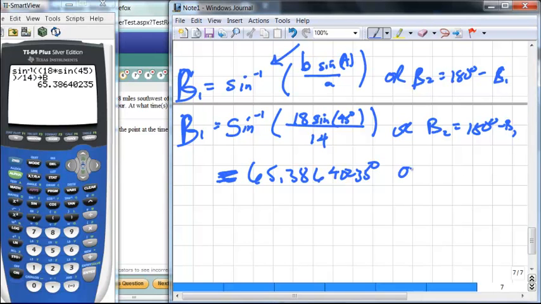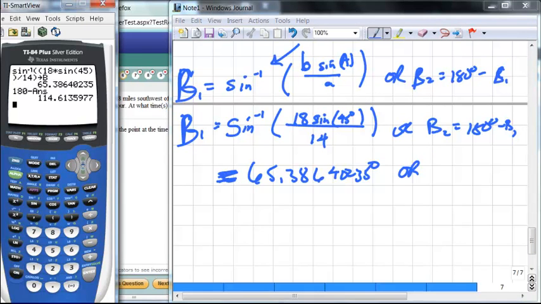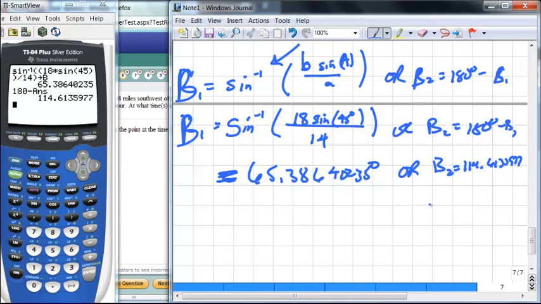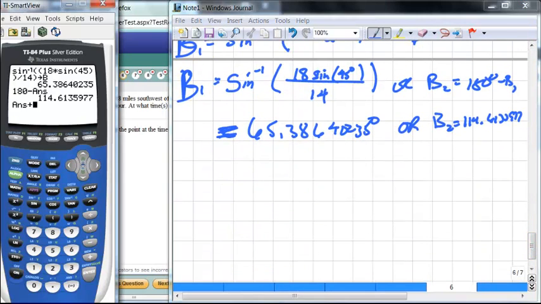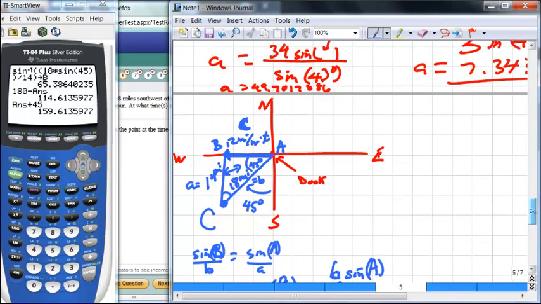Okay, or what's the other possibility? 180 degrees minus that answer we just got. The other possibility is B2 is 114.613597. So notice that you take the bigger one there, and if we add the angle we already have, which is 45 degrees, if this goes over 180, we can eliminate that. Okay, it's shy of 180, so there are going to be two possibilities. Okay, two possibilities. So let's work with this one right here. So with this one right here, we now know the angle.